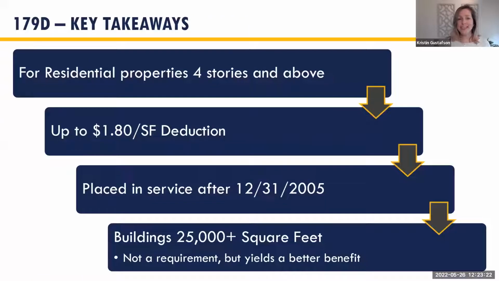So some key takeaways for residential buildings considering pursuing the 179D deduction. This applies to buildings 4 stories and above for a tax deduction of up to $1.80 per square foot, placed in service after December 31st, 2005, and we found a better return on buildings or developments larger in size than 25,000 square feet. Again, not a requirement, but the return on investment tends to work out better for all parties.